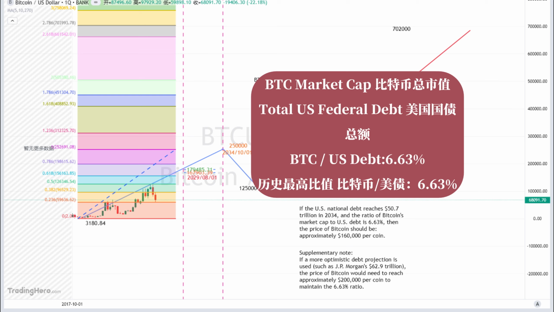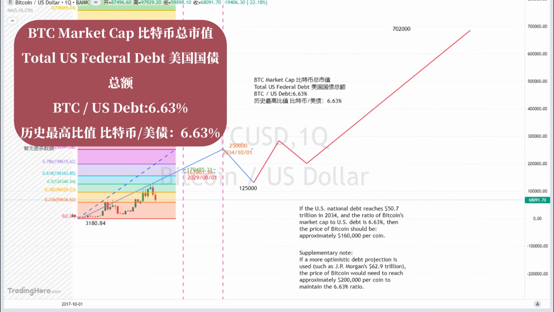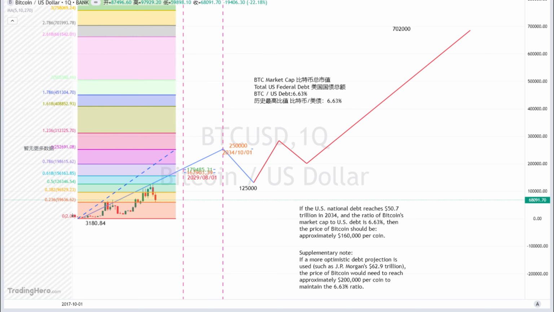There's a ratio here, Bitcoin's total market cap divided by total US debt. The highest historical ratio was set at the October 2025 high, at 6.63%. Using this 6.63% ratio as a benchmark, by 2034, US Treasury debt, based on conservative estimates, will be at least between $50 trillion and $52 trillion. If this 6.63% ratio still holds, then Bitcoin's price should be around $160,000 per coin.